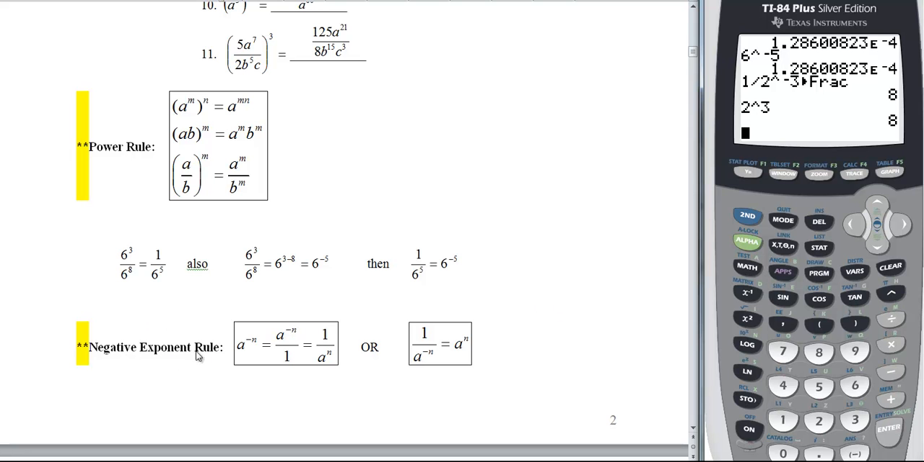So negative exponent rule, it will come into play. We don't leave anything with a negative exponent. There's only one exception, and we'll get to that, but the majority of times you always change it to positive exponents.